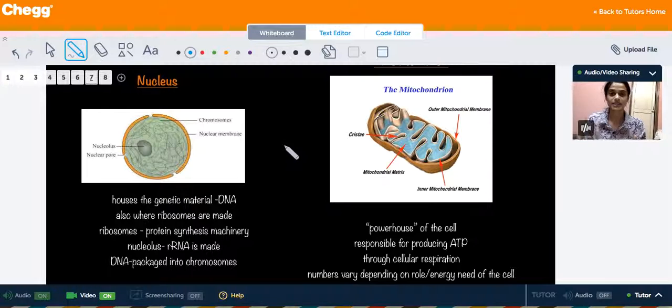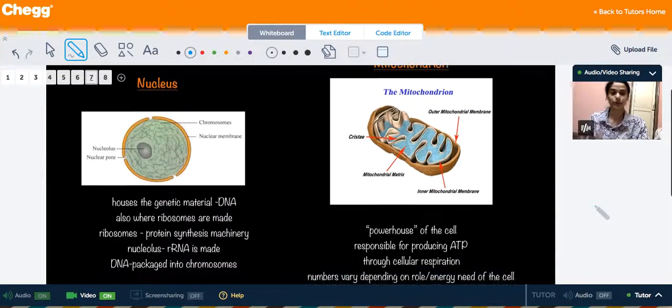And the DNA is packaged in the form of chromosomes within the nucleus. And the DNA is never going to leave the nucleus. Instead, it is transcribed into mRNA, which can leave the nucleus and then which is translated into proteins by the ribosomes.